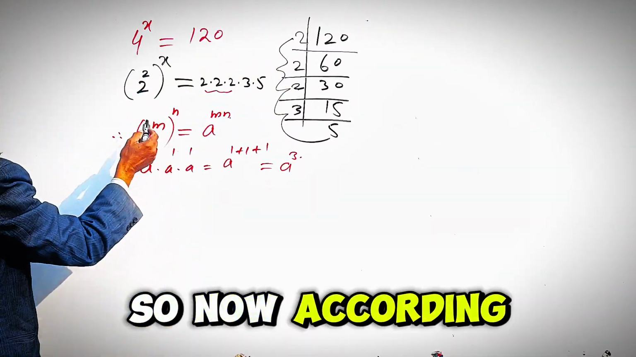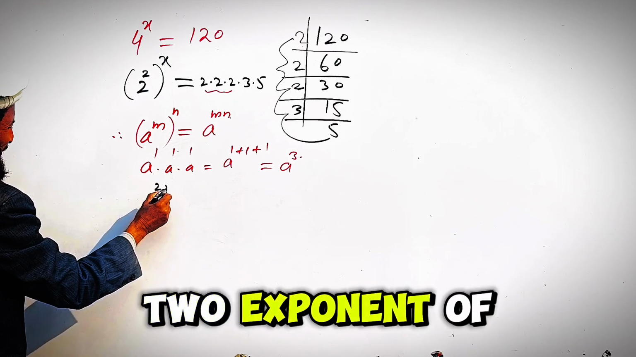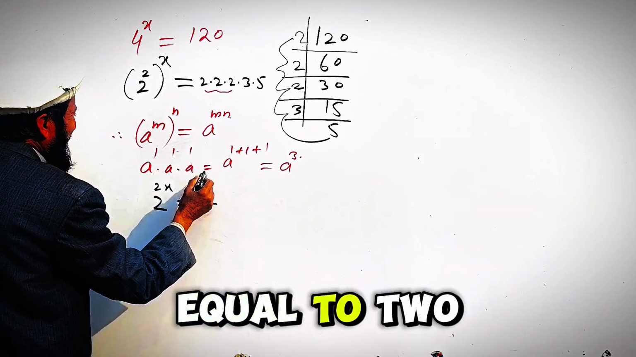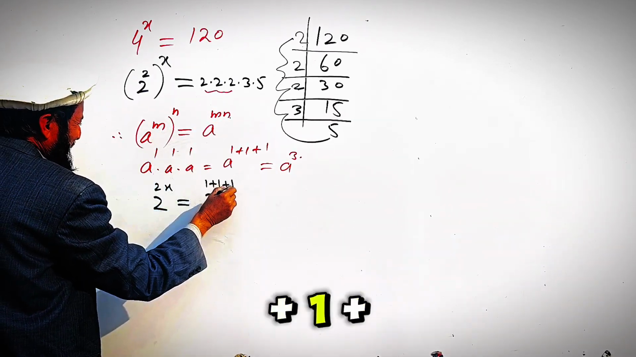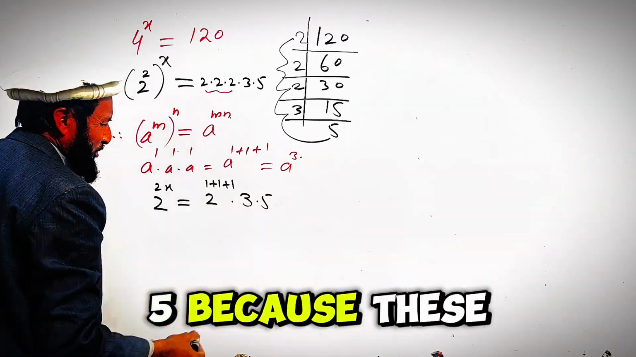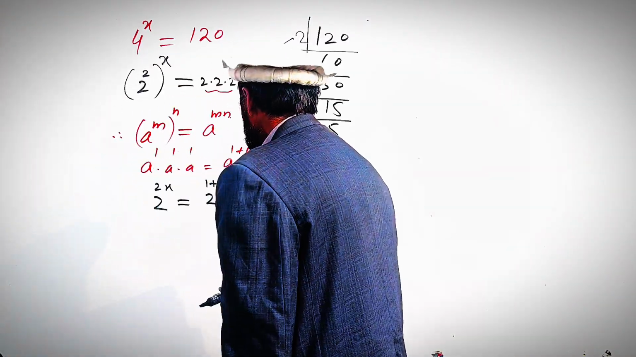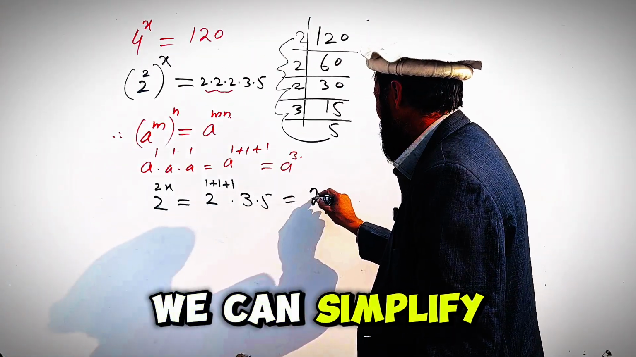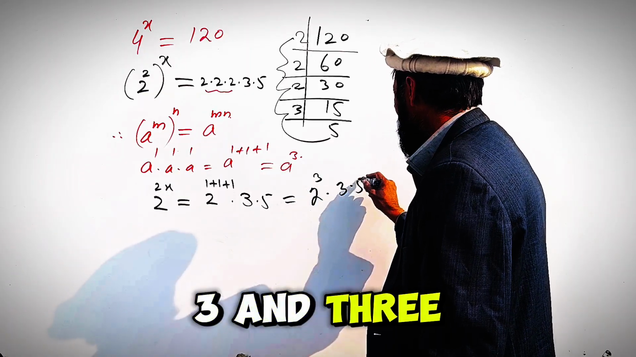So now according to this rule, we can apply here: 2 to the power 2x is equal to 2 to the power 1 plus 1 plus 1, which is 3, times 3 times 5. Because these are different bases, there is no common factor here. So now we can further simplify to 2 to the power 3 times 3 times 5.